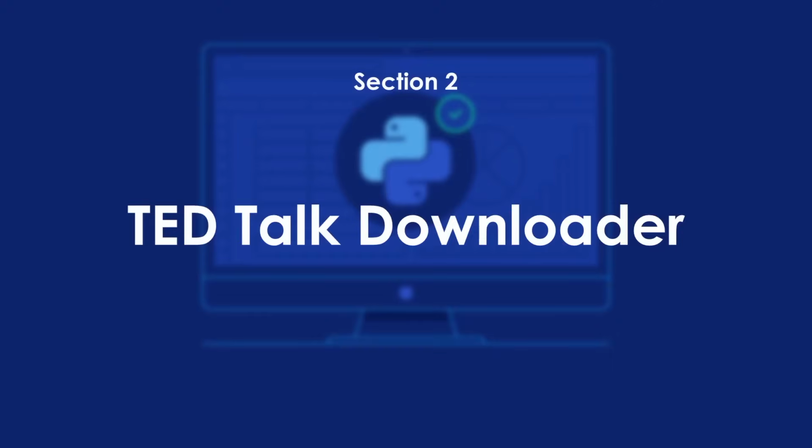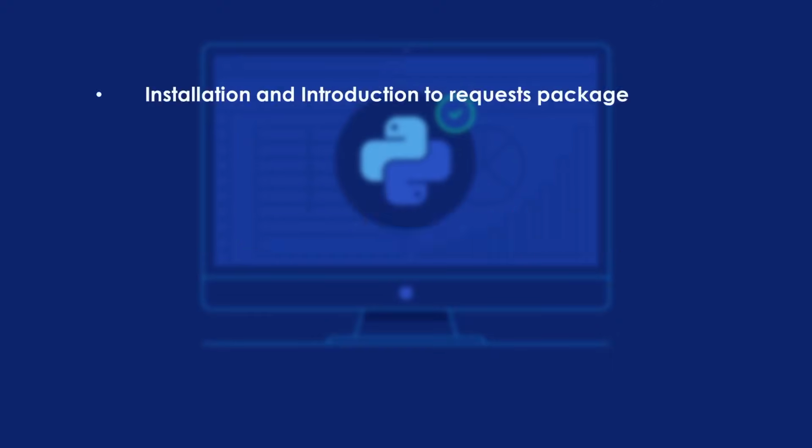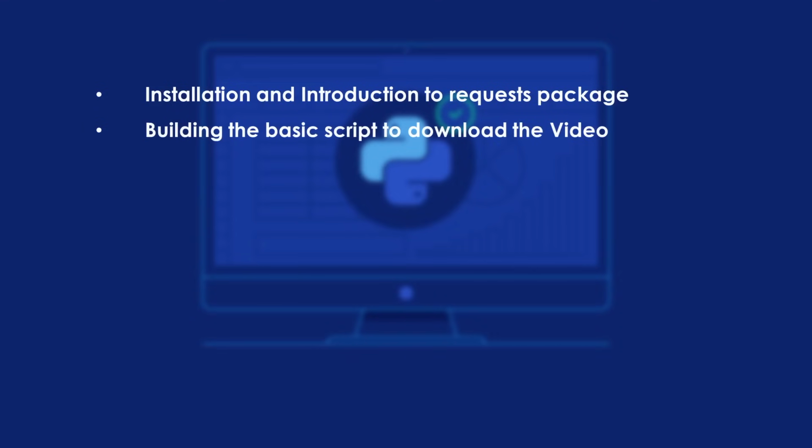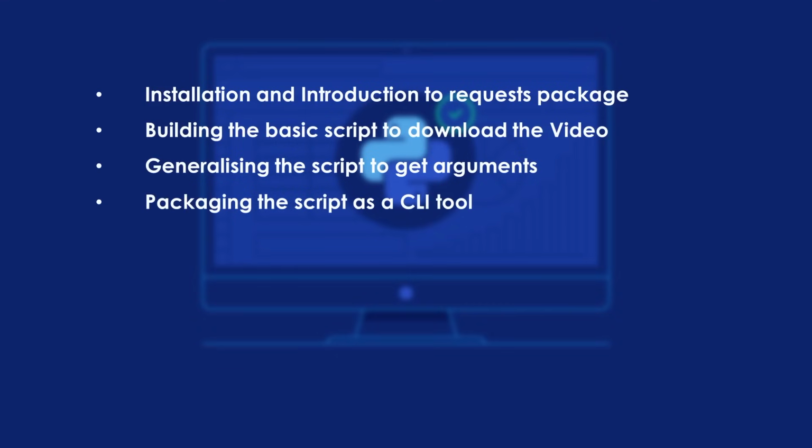In this section 2, we'll learn how to build a TED Talk video downloader. We'll see how to install requests package and understand how to use requests package for HTTP requests. With that, we'll build the basic script to download the video of a given TED Talk, and then we'll store the video in our local machine. Then we'll generalize the code to download any TED talk video given the URL and will ultimately package the script as a CLI tool.